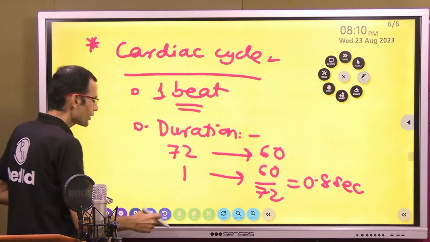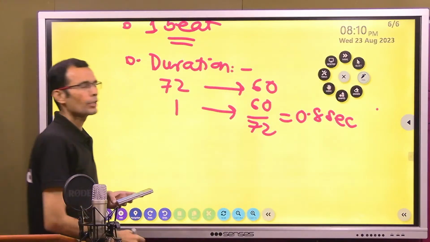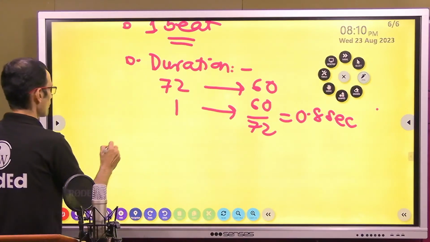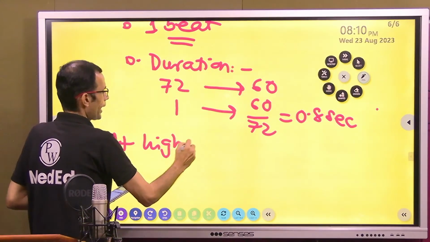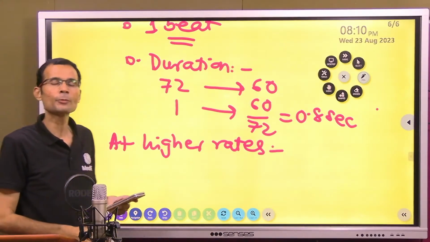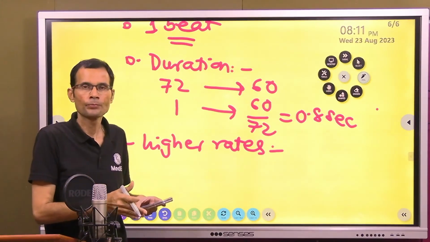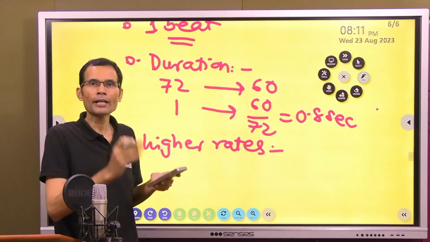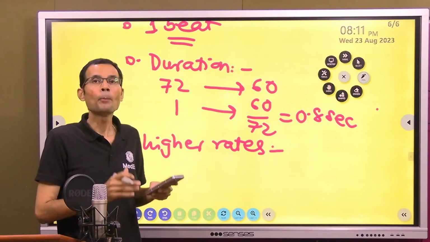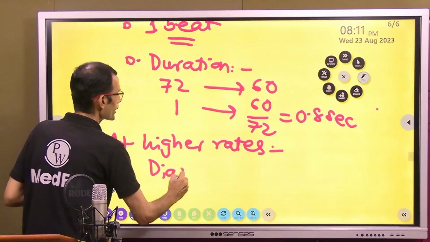For example, here I want to add a mention that at higher heart rates, like 100, 120, 130 or 150 beats per minute, cardiac cycle duration will be shortened. That means ventricular systole and diastole both will be shortened, right? But diastole suffers more. This is the clinical point that you must keep in mind.